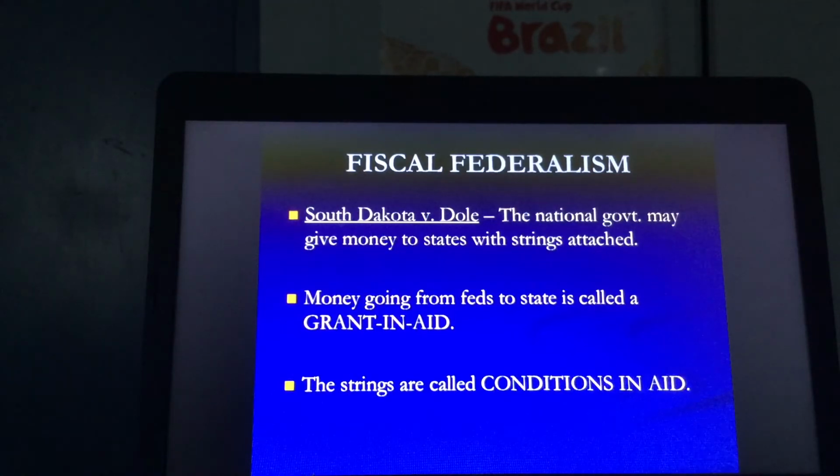And so money going from the national government to a state is called a grant or a grant in aid. And the strings that come with that, in order to get the money, the states have to do these things. Those strings are called conditions or conditions of aid. So in South Dakota versus Dole, the grant was the money for the highways. The condition was raising the drinking age.